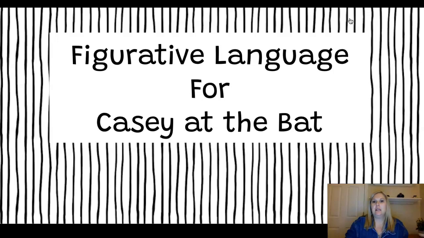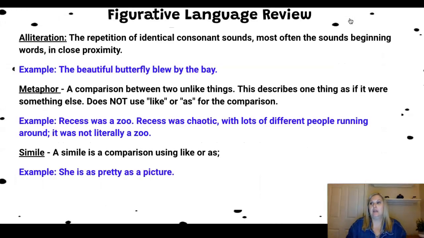Okay, so let's review some terms for figurative language. The first one is alliteration. We talked about that yesterday. It's the repeating of identical consonant sounds, most often in the beginning of words together. For example, the beautiful butterfly blew by the bay. We've got beautiful, butterfly, blew, by, bay. So the repeating consonant sounds.